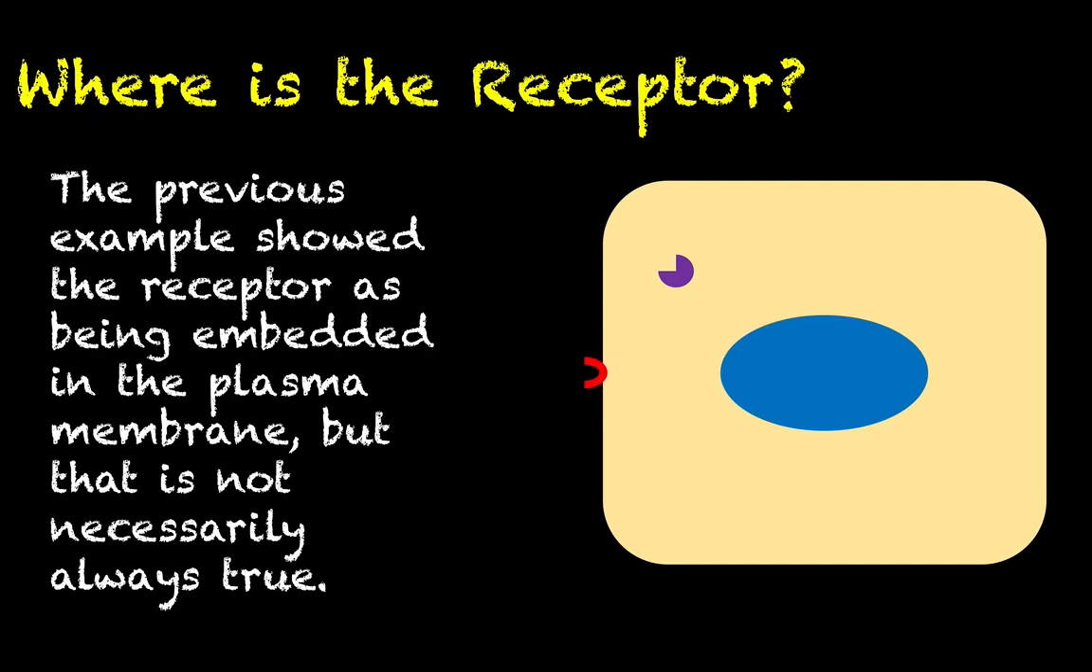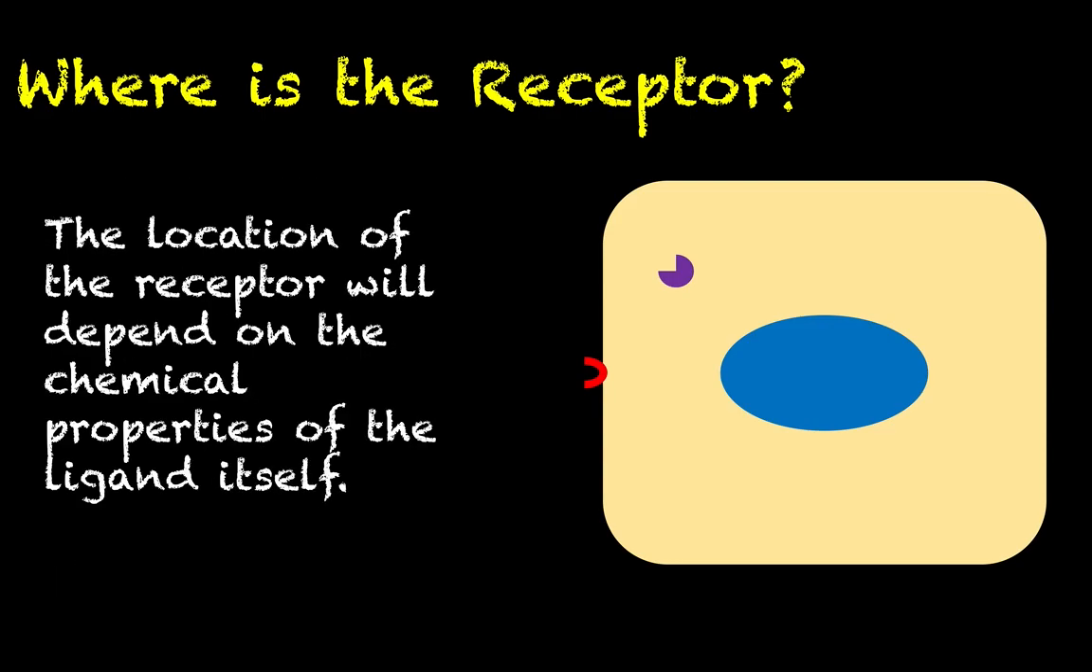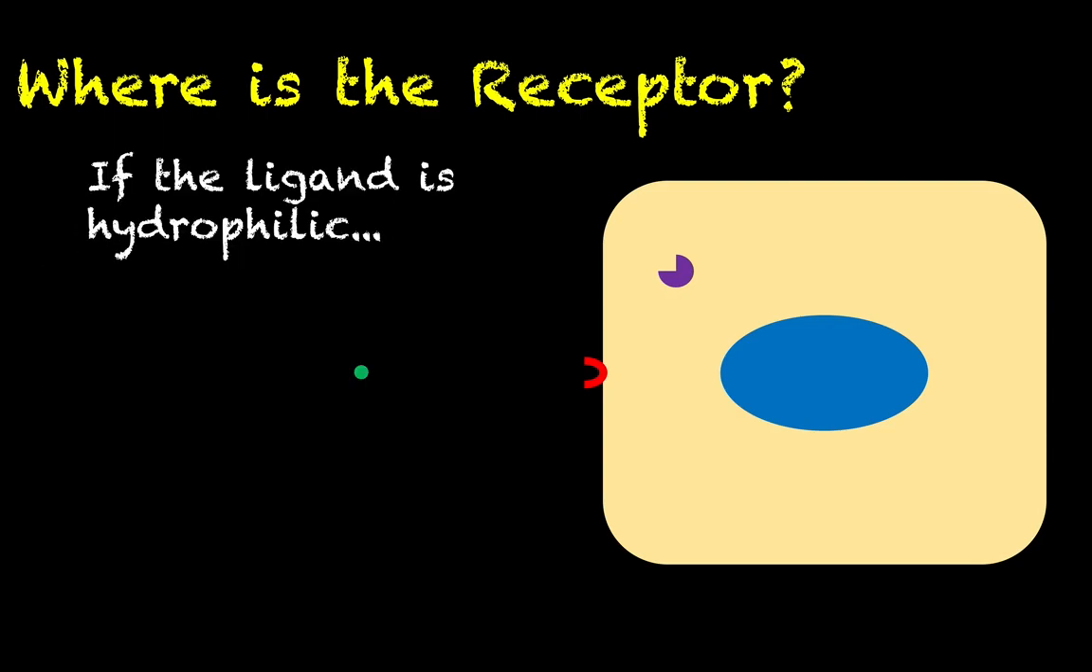It often is, but it's not necessarily always going to be true. In this picture, you are seeing a target cell that has both a membrane-bound receptor here in red and an internal receptor here in purple. This purple receptor is just freely floating around inside the cytoplasm of this target cell. The idea here, though, is that the location of the receptor for a given signal is going to very much depend on the chemical properties of that particular signal or ligand itself. Let's see what we mean by that.